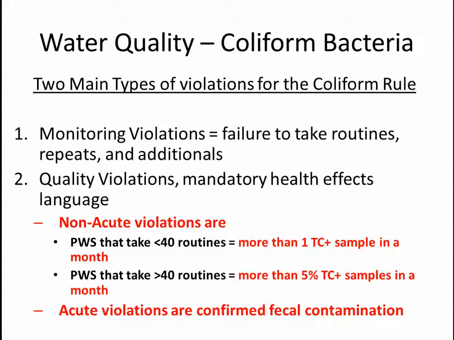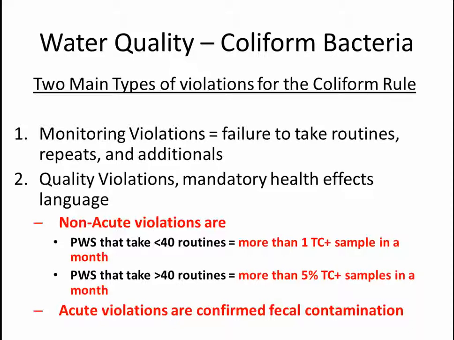So there's 2 main types of violations for the coliform rule. The first is a monitoring violation, and that's where you fail to take the routines, the repeats, and the additionals. So you just didn't take the right number, or you didn't take any of those required samples. That's a monitoring violation. A quality violation, that's when you have taken the samples, but they've come back positive and met these requirements for a quality violation.